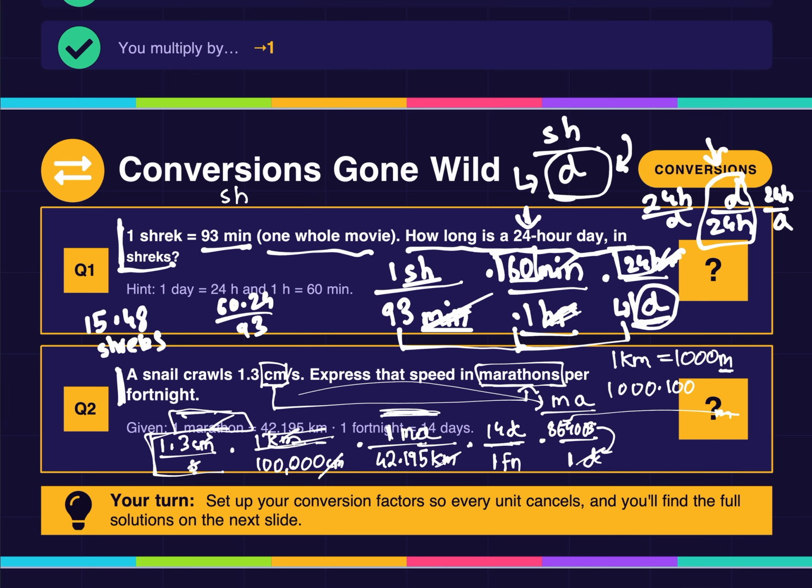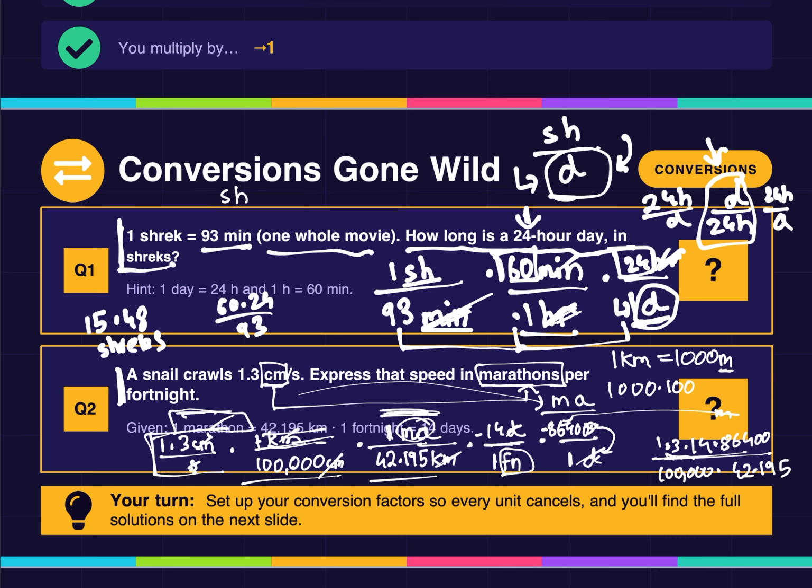Because the days cancel out, the seconds cancel out, and then I'm left with Fn on the denominator and marathon on the numerator. I just need to multiply out all the units on the numerator and divide it by the denominator. So 1.3 times 1 over here times 1 times 14 and then times 86,400. Okay? All of that over 100,000 times 42.195.